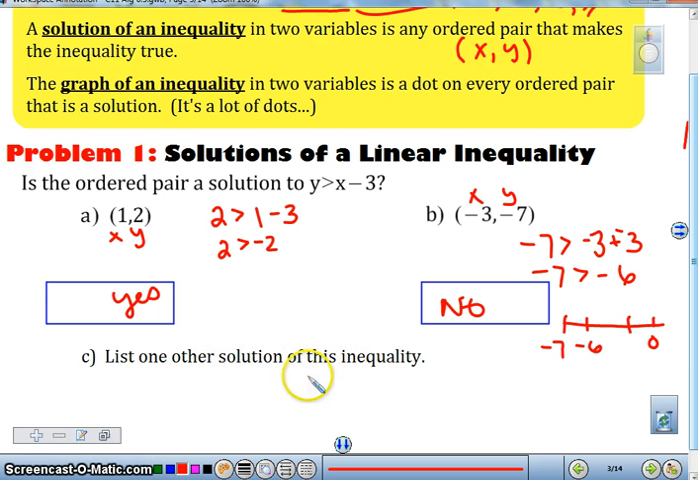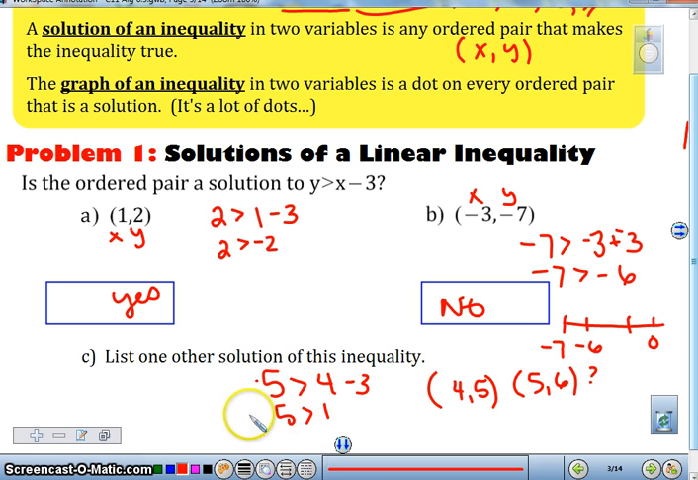It says list one other solution that would work. If we're looking at another solution that would work, you just need a number that makes this true. And I want you to think about that because there are many, many, many that make it true. Could we go with 5 greater than 4 minus 3? Yes, 5 is greater than 1. So our ordered pair would be 4, 5. Can you come up with more of them? Is 5, 6 going to work? And you can try many of these to see if they will actually make it true.